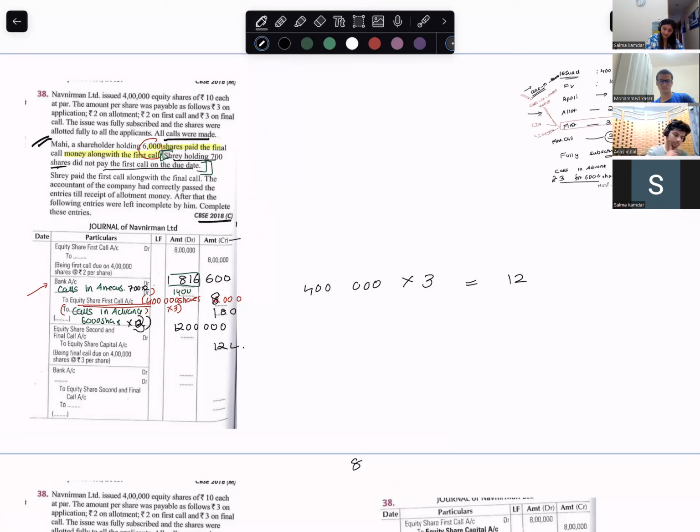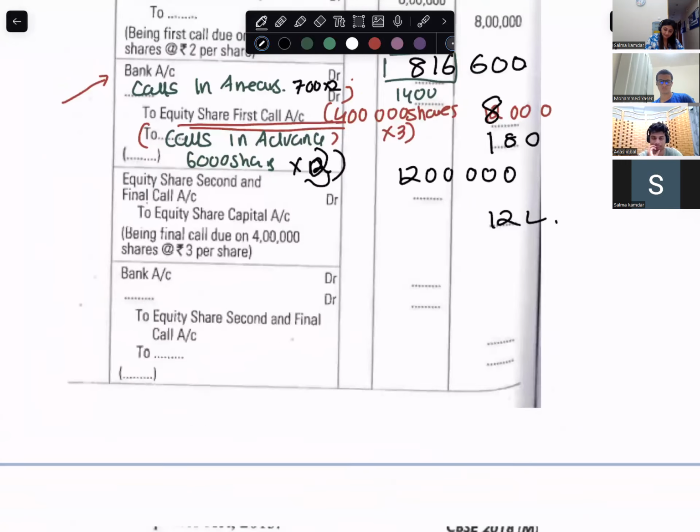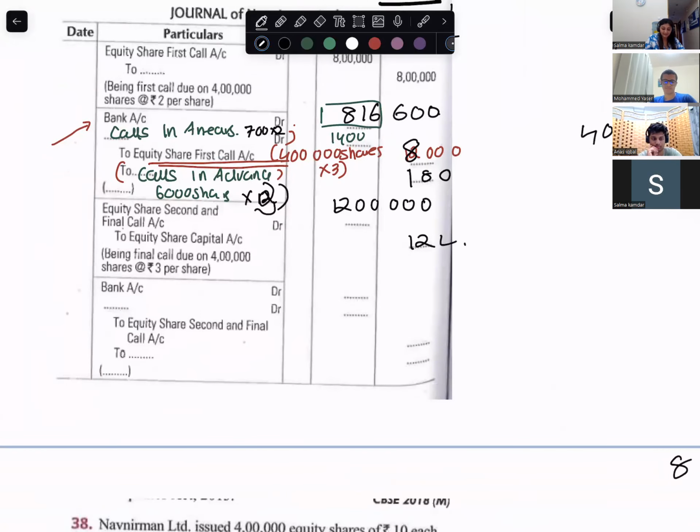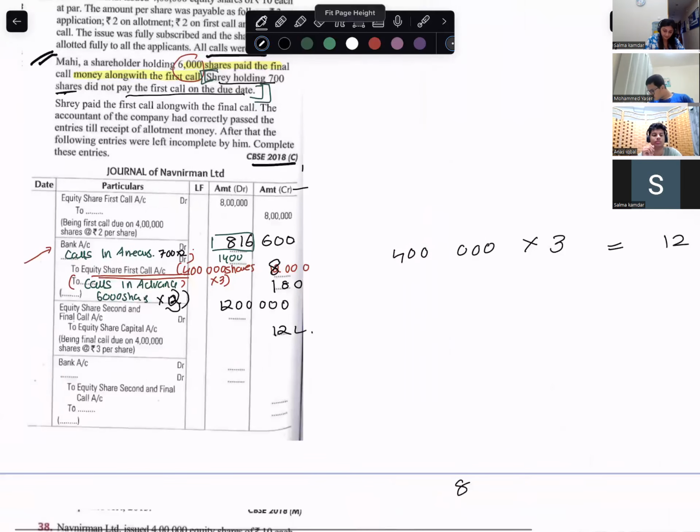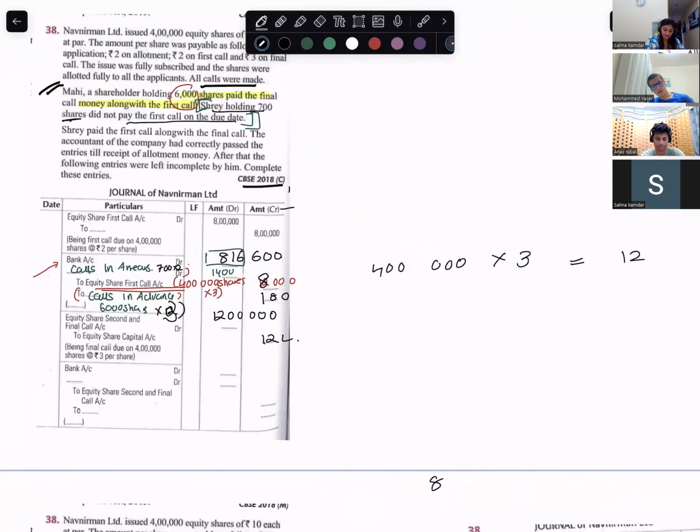Now this entry, again the crucial part. Bank debit, calls in arrears debit, equity share capital credit. Wait, let's talk about it directly. Equity share second call will be credited by how much? It will be credited by the full 12 lakh. We have to cancel the 12 lakh call, right? So this will be credited by 12 lakh.